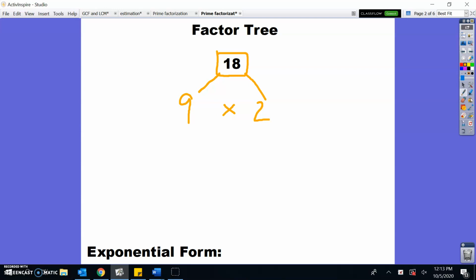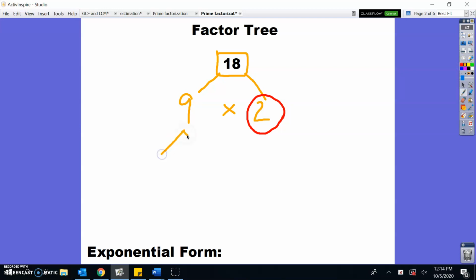I'm going to ask myself, is 9 a prime number? Is 2 a prime number? Can either of them be broken down even more? So the number 2, like we just did on the first page, is actually a prime number. So I would circle that, and I'm finished. I can't break down the number 2 anymore. But my number 9, I can.